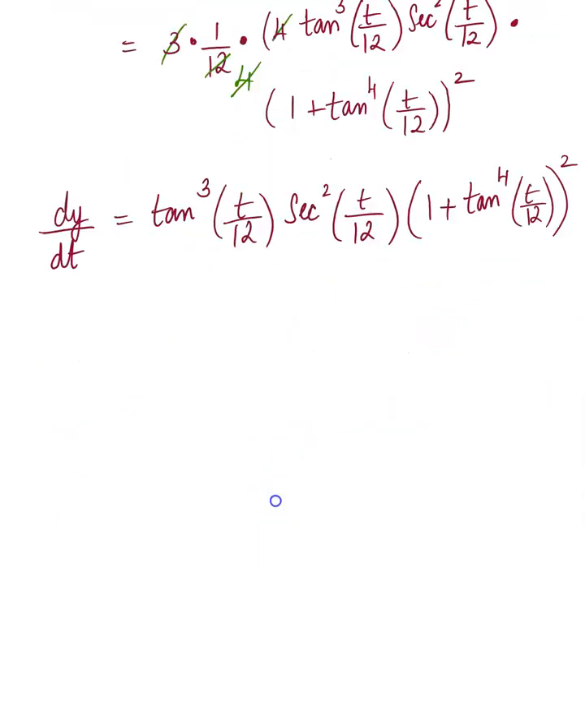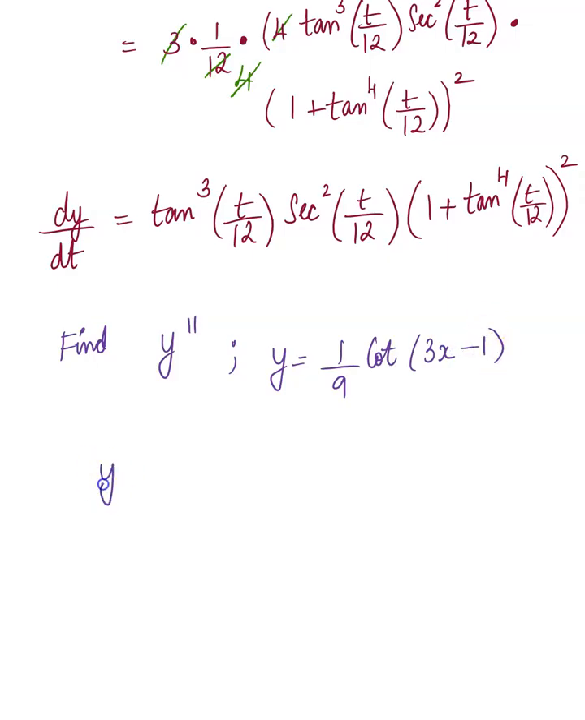All right, let's go to the last problem. To make it a little interesting, we're going to find y double prime, second derivative. We're given y equals 1 over 9 cotangent 3x minus 1. So y prime will be 1 over 9, which is constant. Derivative of cotangent is negative secant squared x, right? So negative, not secant, cosecant. Derivative of cotangent is negative cosecant squared x. So I do the negative cosecant, but here again, instead of x, I have 3x minus 1. So I'll have to remember to use the chain rule.